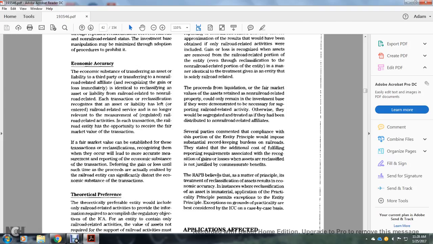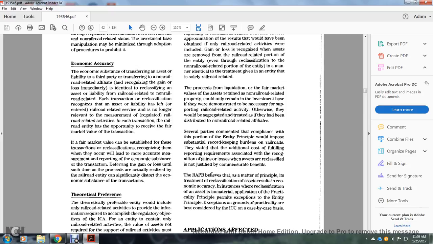Several parties commented that compliance with the portion of the entity principle would impose substantial record-keeping burdens on the railroad. They stated the additional cost of fulfilling the recording requirements associated with the recognition of the gains and losses when assets were reclassified was not justified by the benefits.